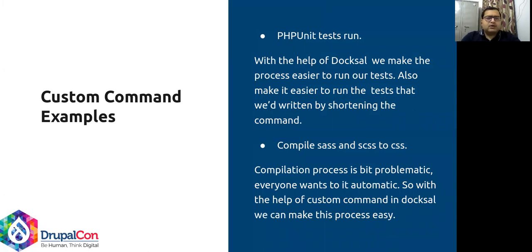Next, custom command examples. Today I am going to cover two important examples: PHPUnit test runs, and compiling SASS or SCSS to CSS. This is important. Why do I say this is important? Because as a developer, we can write tests and run tests on a daily basis. And from a front end perspective, we can write a lot of CSS, or maybe we are using SASS or SCSS, and for compiling that we are using a custom command. So that's why this is very important.